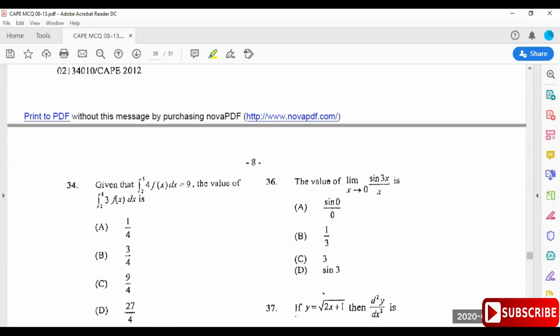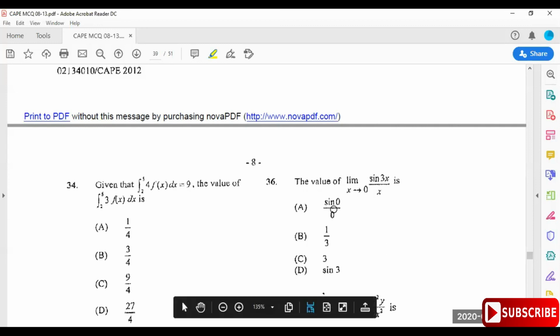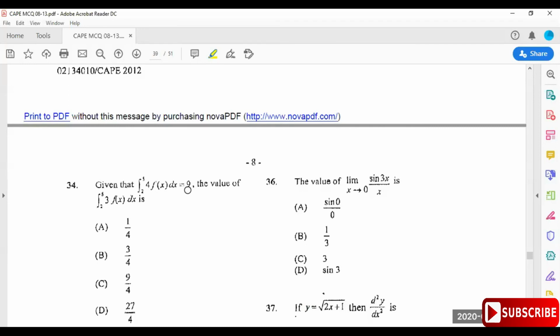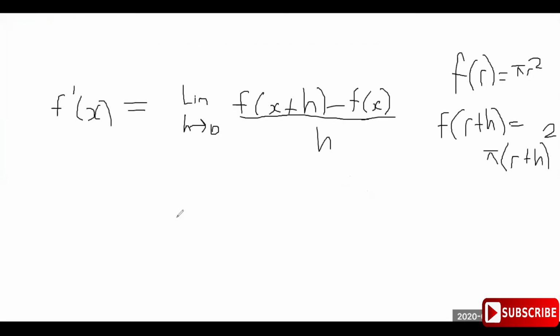All right, now this question, easy. The integral from 2 to 5 of 4 times f of x is 9. The first thing you can do is divide both sides by 4, or pull the 4 out of the integral since it's a constant. So 4 times the integral of f of x is 9, so the integral of f of x is 9 over 4.